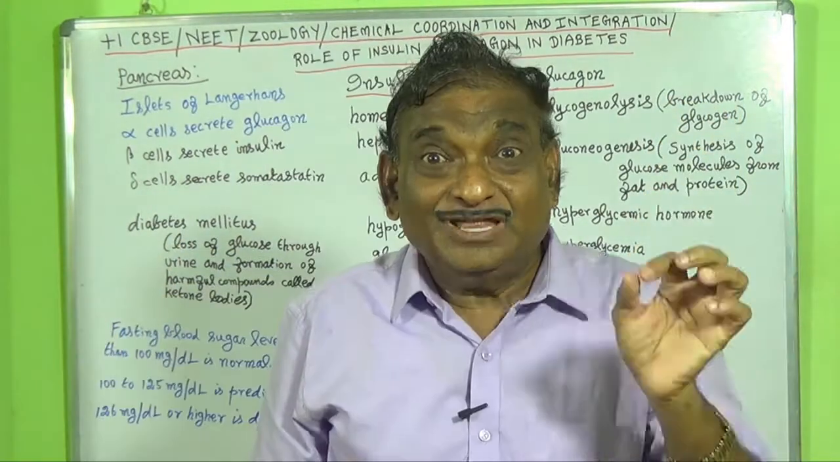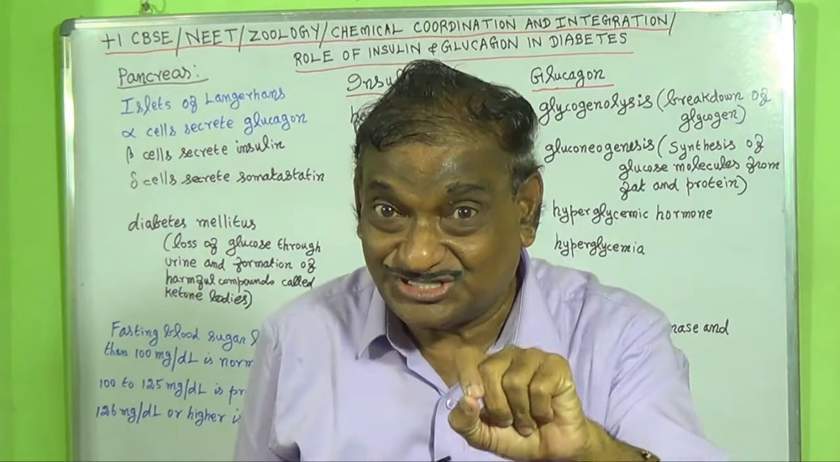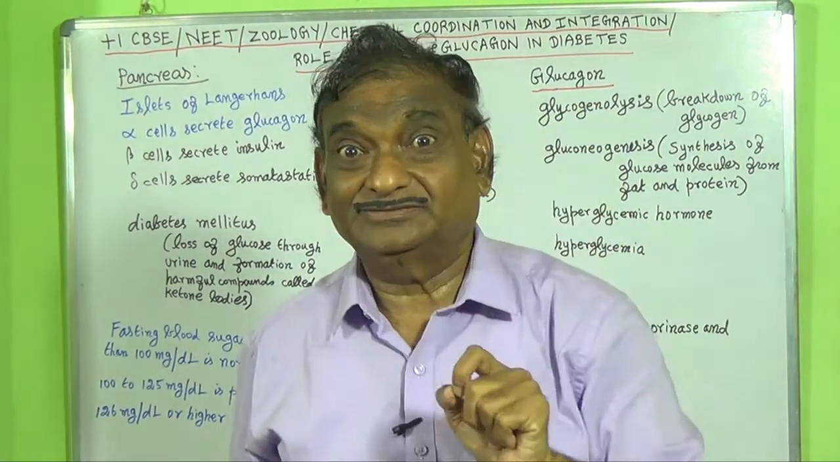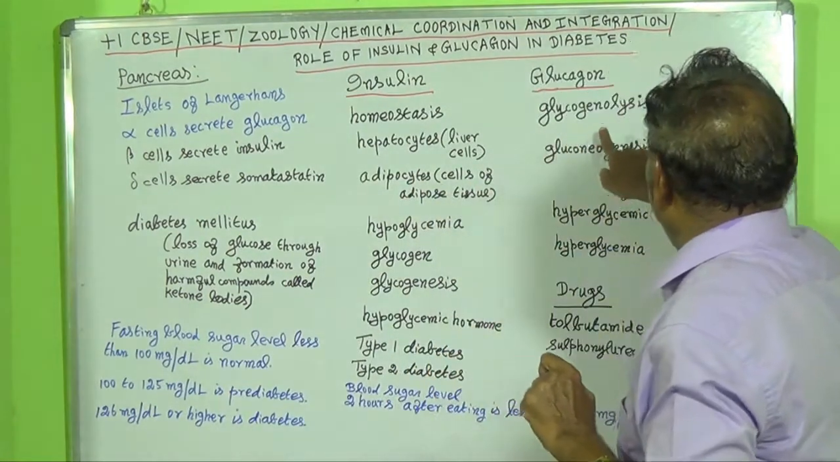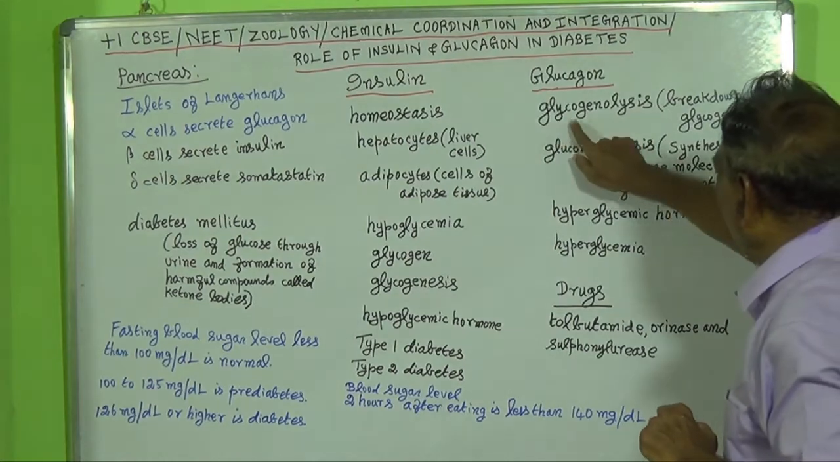Here, the glucagon converts the glycogen stored in the liver into glucose, because the glucose level in the blood is now low. This process is called glycogenolysis, that is breaking down of glycogen. Glycogenolysis, this word comes from the glycogen.